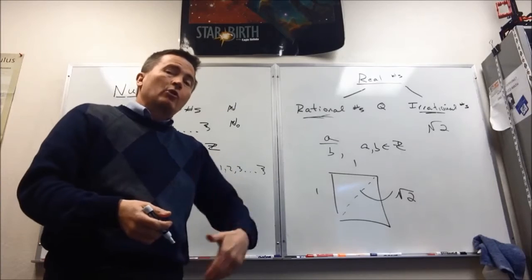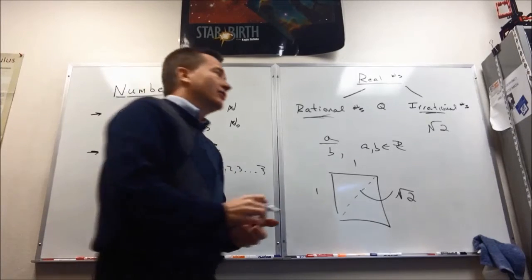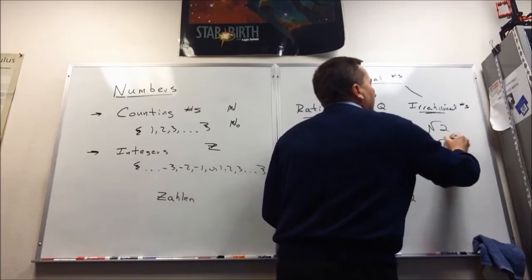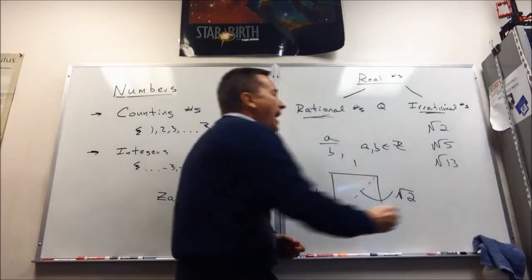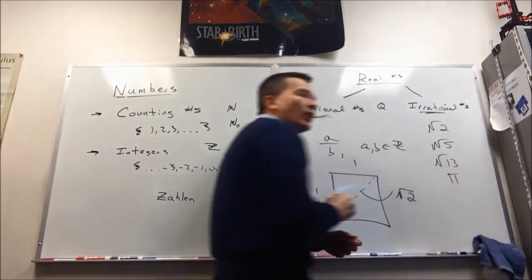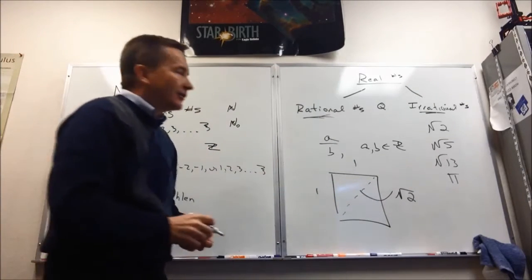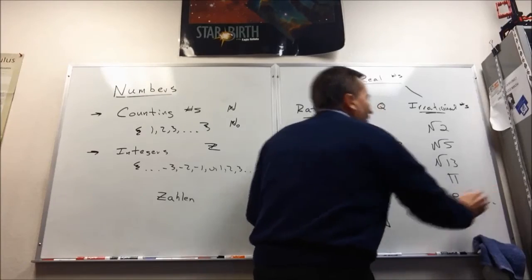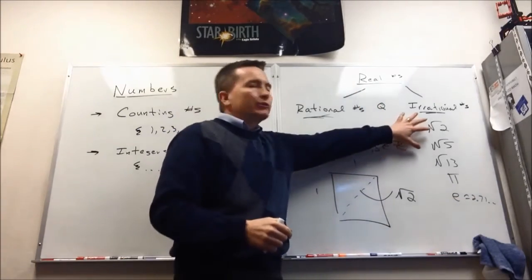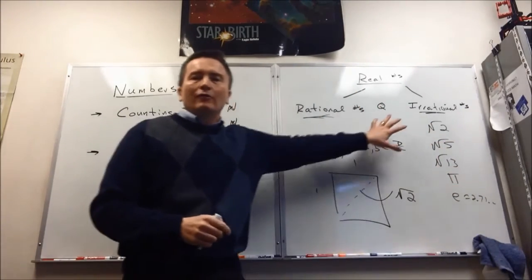Actually, it turns out that the square root of any prime number is irrational. So the square root of 5, the square root of 13, those are all irrational numbers. Pi is irrational, 3.1415... e, 2.71..., it keeps going. And so these are some examples of irrational numbers that you may be familiar with.